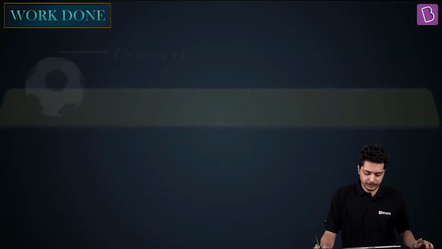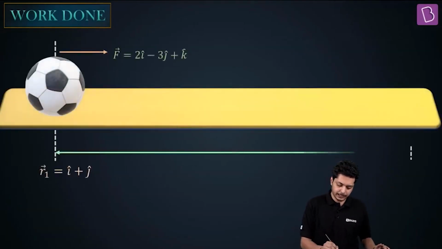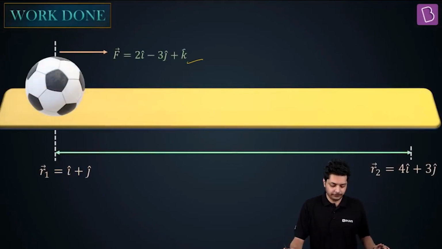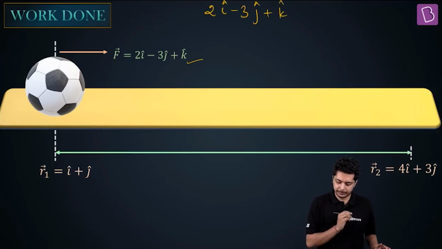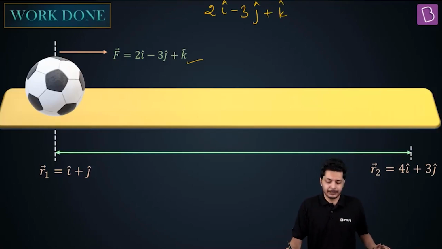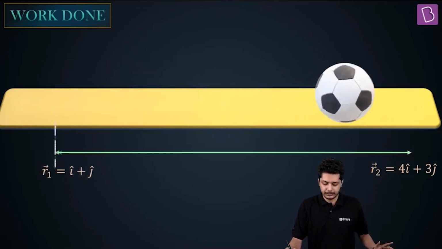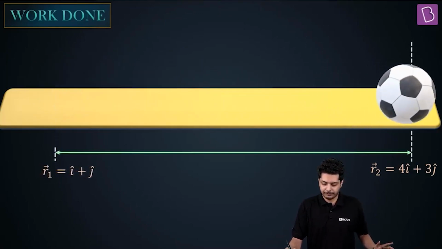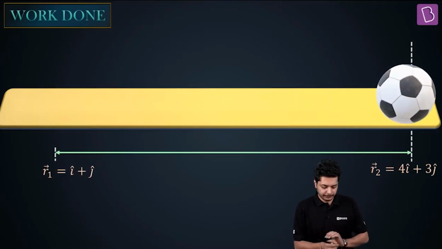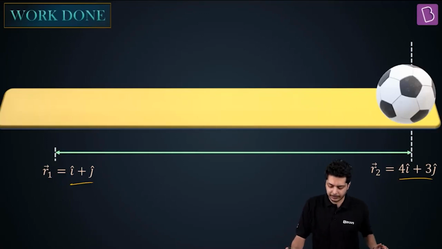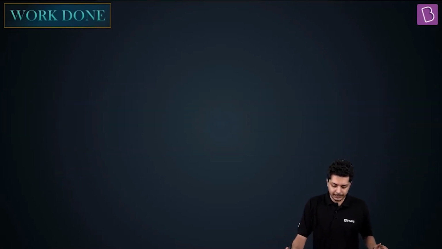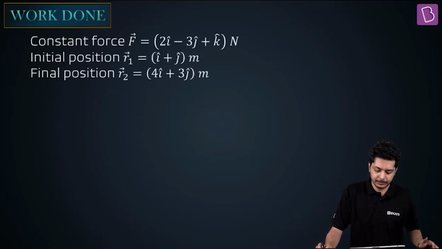So here we have the situation. We have a ball which has been applied a force of 2I cap minus 3J cap plus K cap. And because of the application of this force, the ball moved to this final position. Initial position is I plus J. Final position is 4I cap plus 3J cap, and the force was 2I cap minus 3J cap plus K cap.